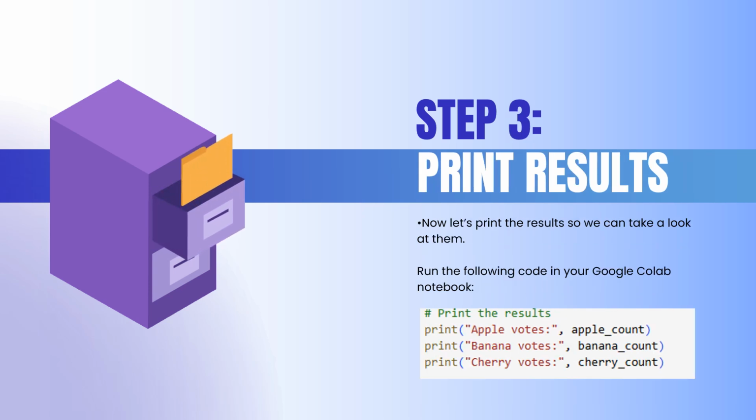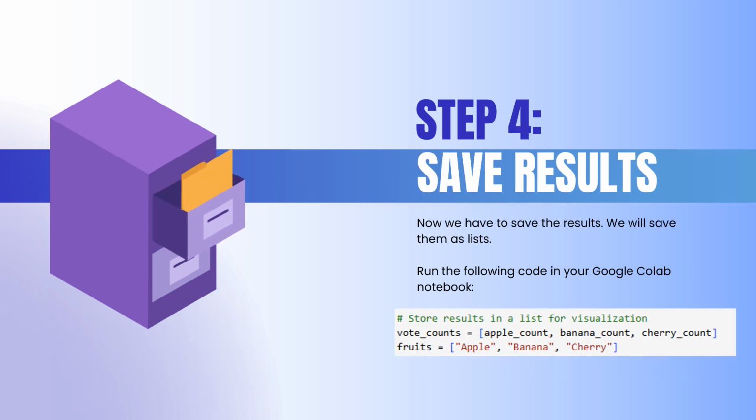Step 3 is to print the results. Now we'll print out the results so that we can take a look at them and look at the number of votes for each fruit. Again, the code has been provided for you in your Google Colab notebook, so go ahead and run the code below. Step 4 is to save the result. Now we have to save the results, and we will save them as lists. Run the following code that has been provided for you in your Google Colab notebook in order to save the results as lists.